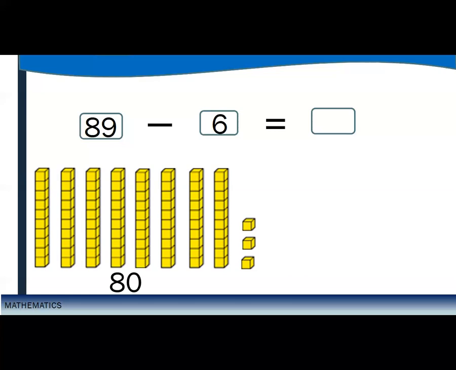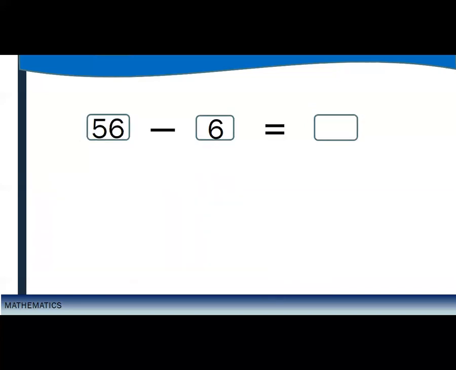And to get our answer, we will add the 3 units to the 8 longs, or to 80. So 3 units added to 80 is equal to 83. Therefore, our answer to 89 subtract 6 equals 83. Wow, boys and girls, we're going to have fun today. Now, here is your second activity. Read along with me.